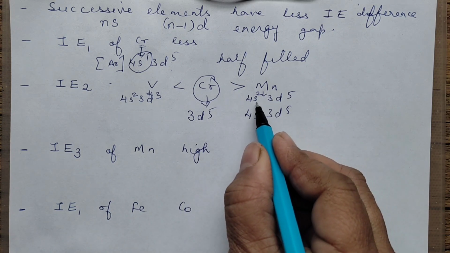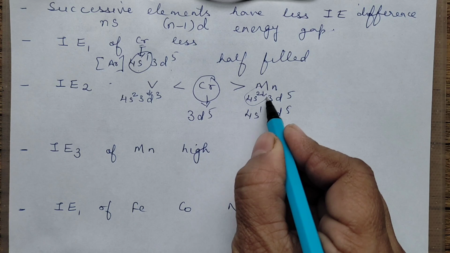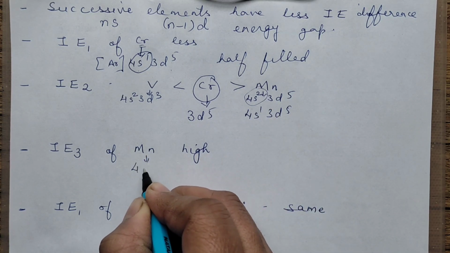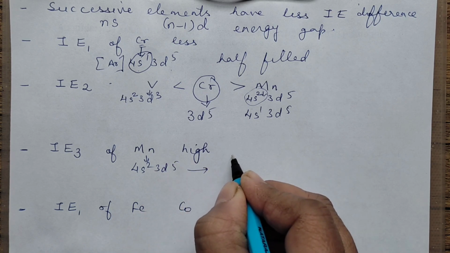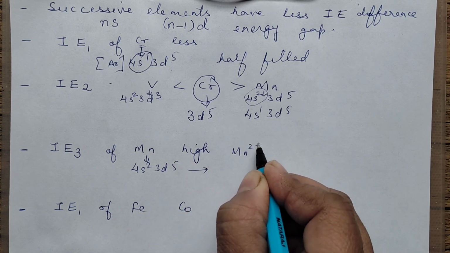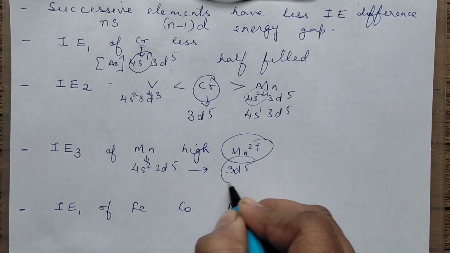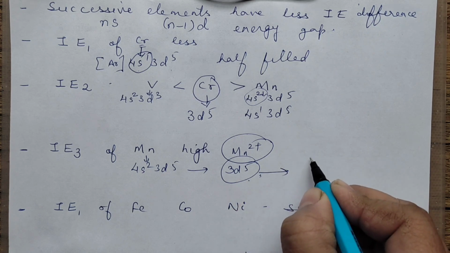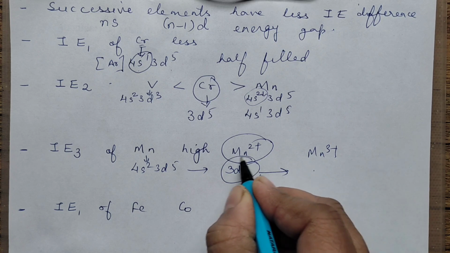Just now we wrote that this is the Mn configuration. Third ionization means those two electrons are already lost. So Mn, which was already 4s2 3d5, now after losing two electrons has formed Mn2+, wherein its configuration is 3d5. Now it is 3d5, meaning it's very stable. It will not like to lose one more electron and become Mn3+, because this is already stable.